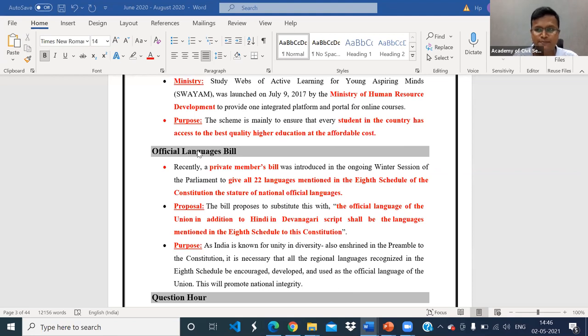This private members bill demanded to declare all 22 languages in the Eighth Schedule as the official language of India. Not only Hindi and English, the 22 languages of the Eighth Schedule should be declared as the official language of India. That was the demand of the private members bill. You have to understand what is a private members bill and what is the official language of India.